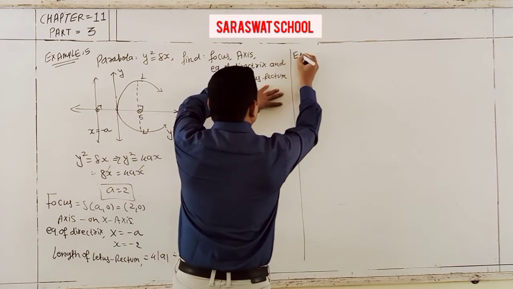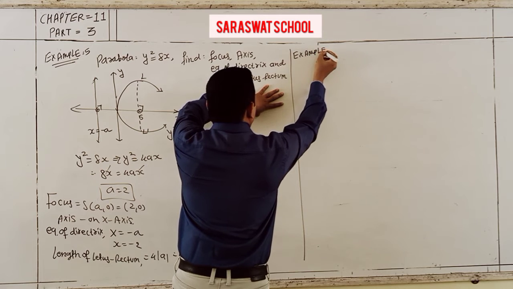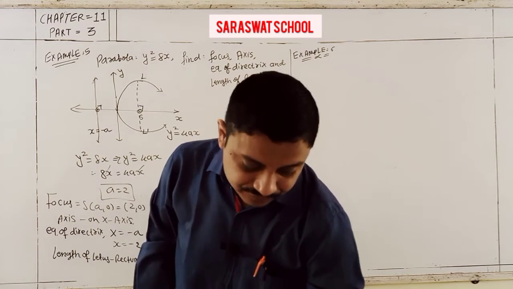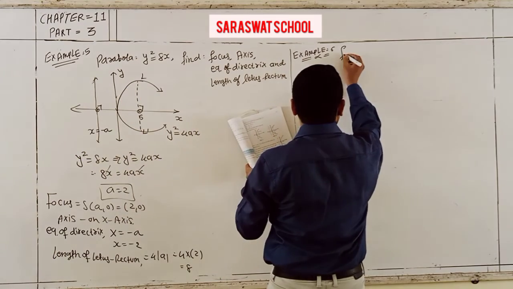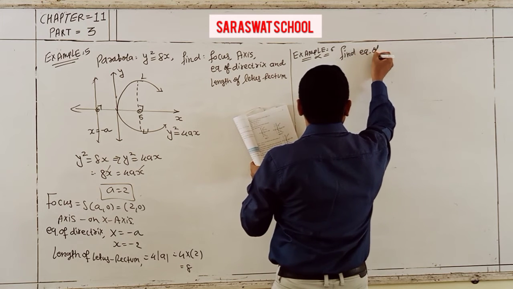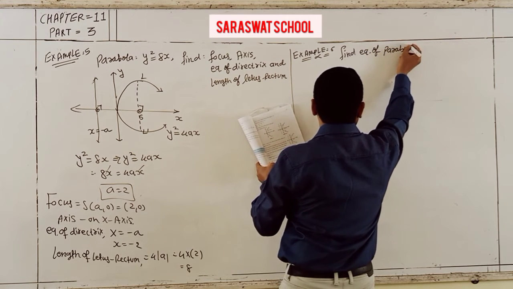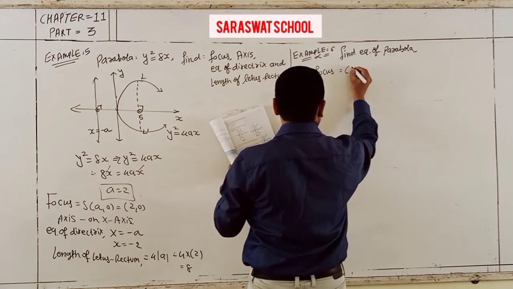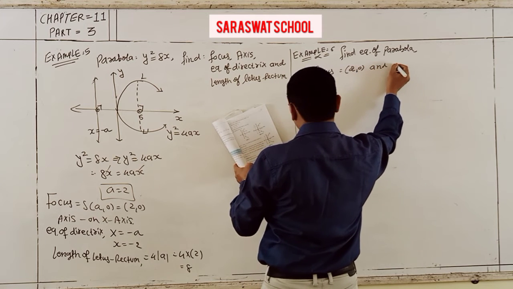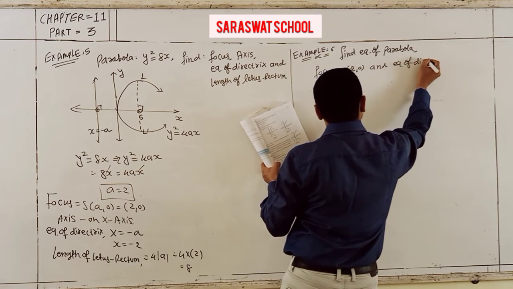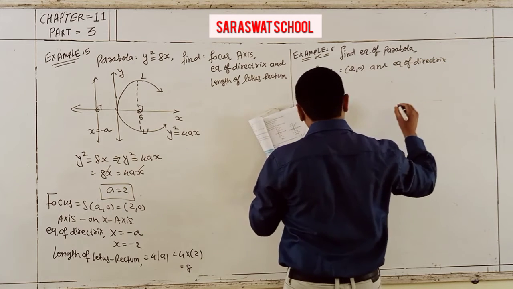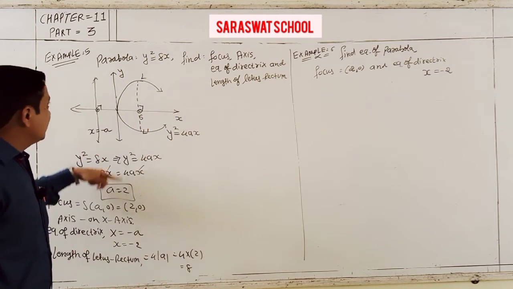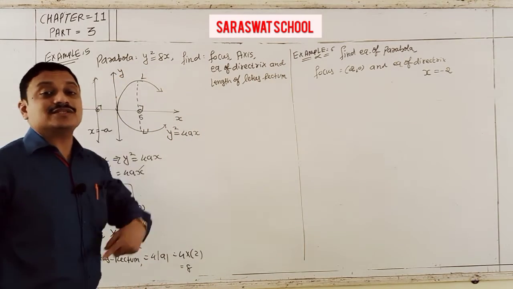Example 6. That also easily, moving ahead. 6th question. Yes, find the equation of parabola whose focus is 2 comma 0 and equation of directrix is given as x is equal to minus 2. It means exactly opposite to these questions. This answer given, your answer here in this sum is y square is equal to 8x.